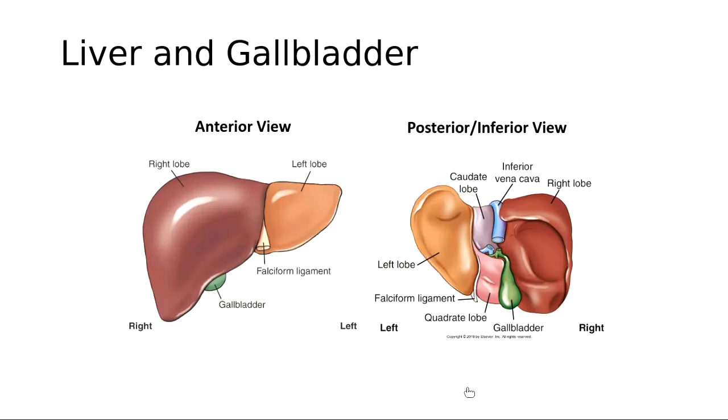And they're separated. You can see this falciform ligament separates the left from the caudate and the quadrate and the right. And then you've got the little pear-shaped gallbladder sitting here as well.